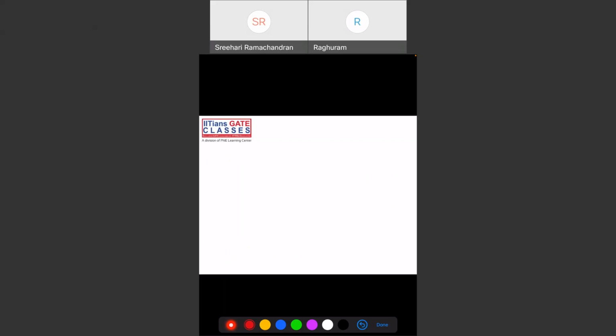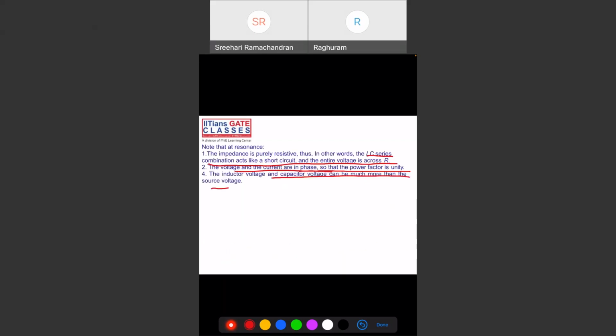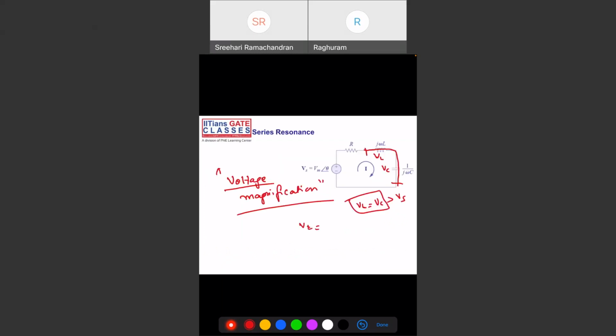Voltage magnification, that's what I told you, happens. So VL is nothing but the total voltage into ZL by total impedance, that is omega L by total impedance, which at resonance is R. So VL by V is nothing but omega L by R, or 1 by omega naught RC. Omega L is equal to 1 by omega naught C.